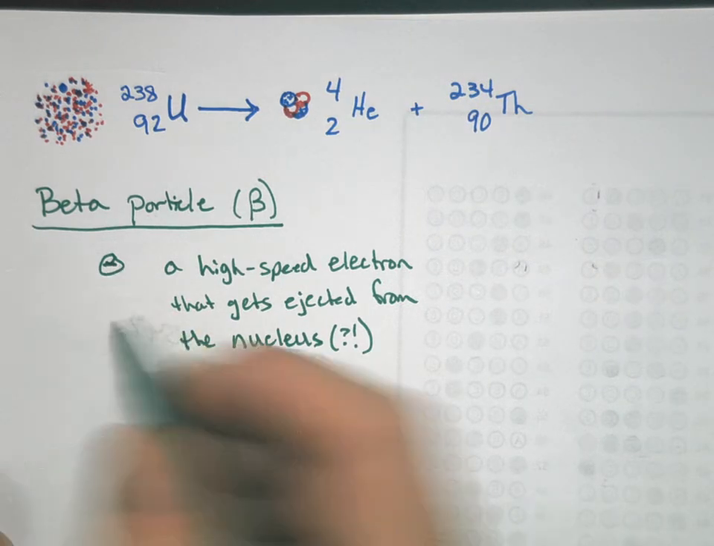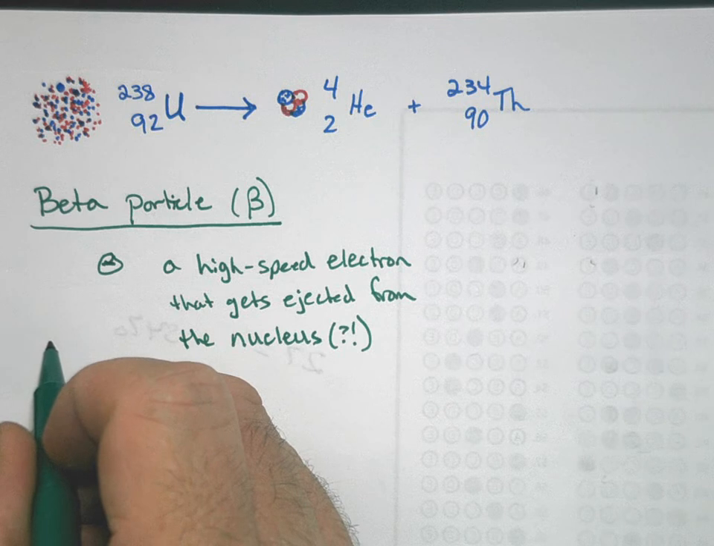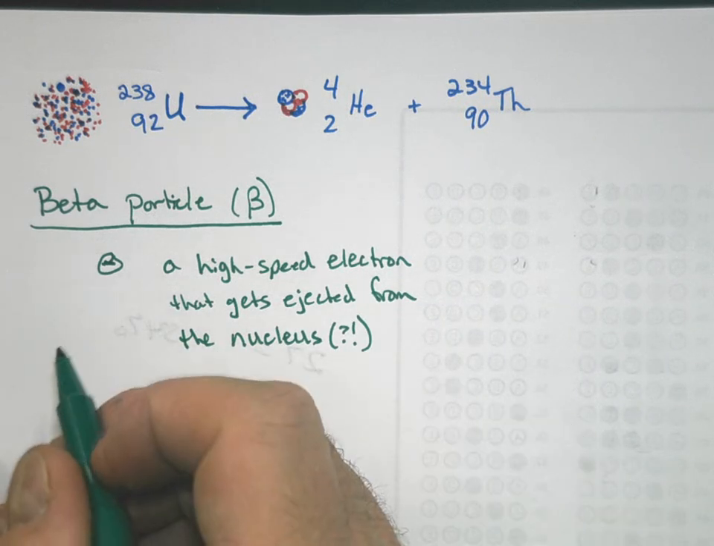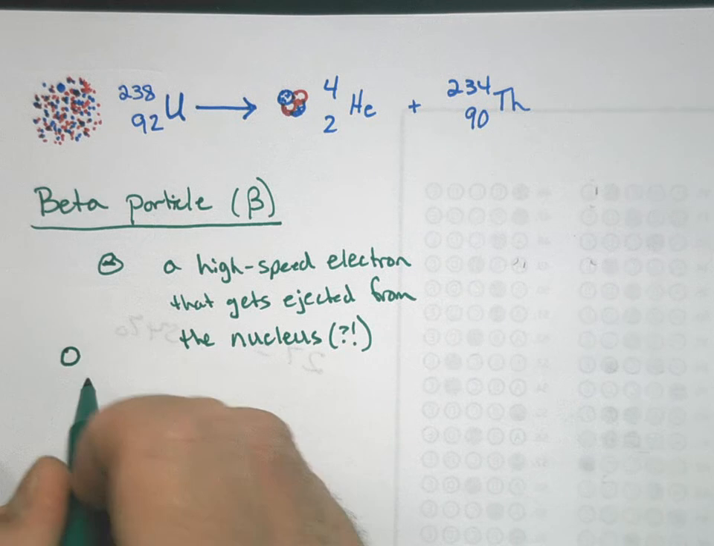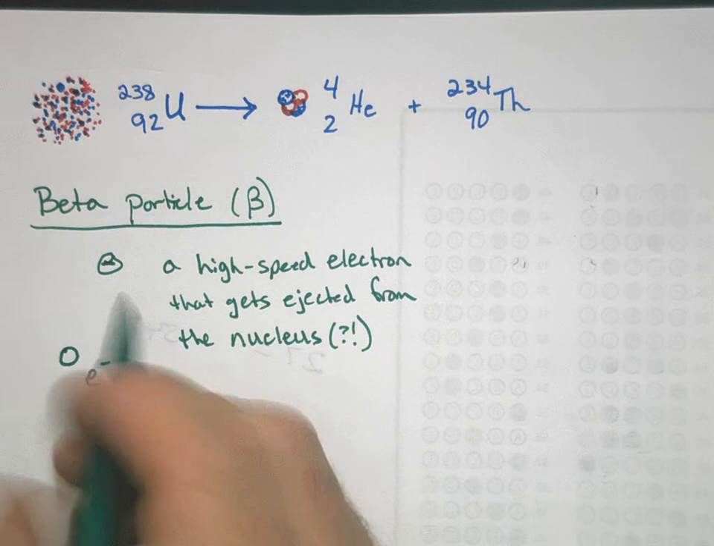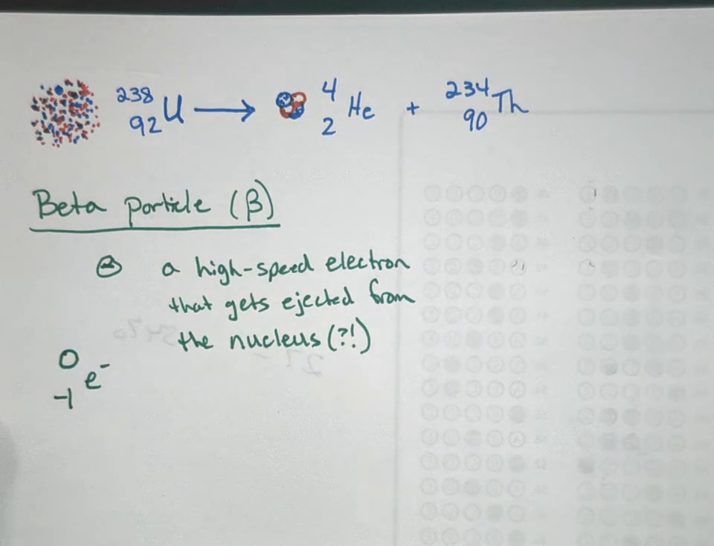What is the mass of an electron? 0, right? It's essentially 0 AMU. And that's the symbol we give it, this e minus. But if a proton has an atomic number of 1, what do you think a negatively charged electron would have? -1. The atomic number of a beta particle is -1.